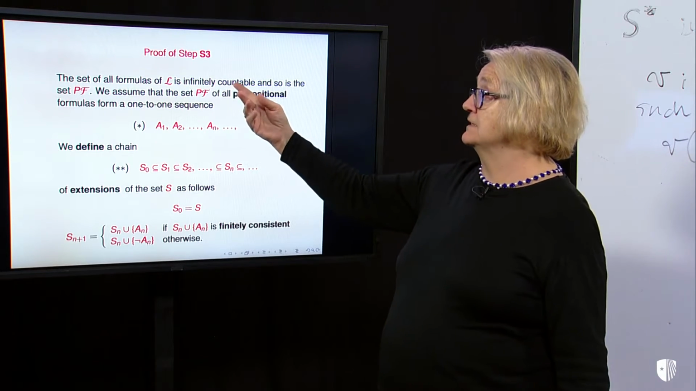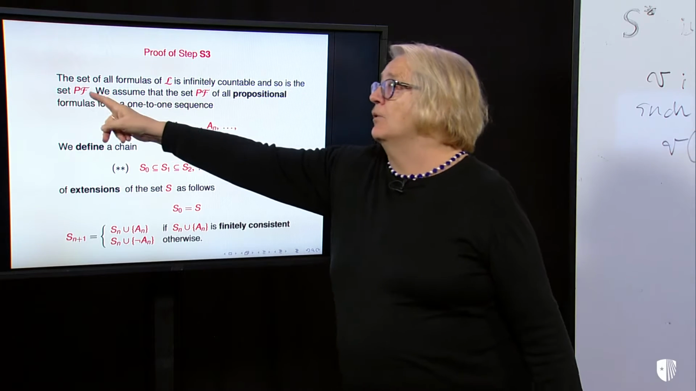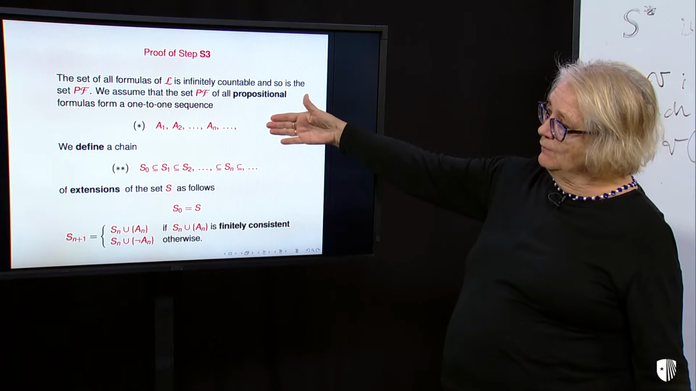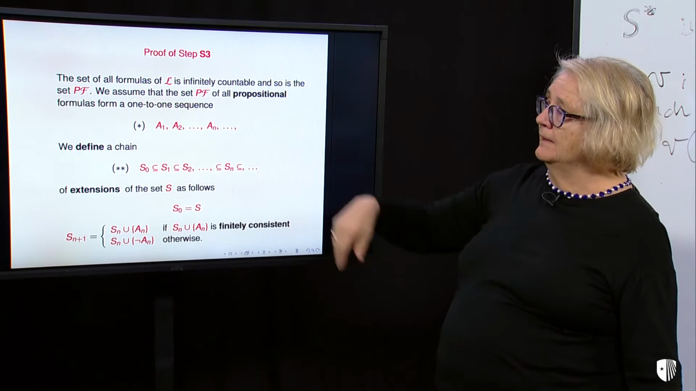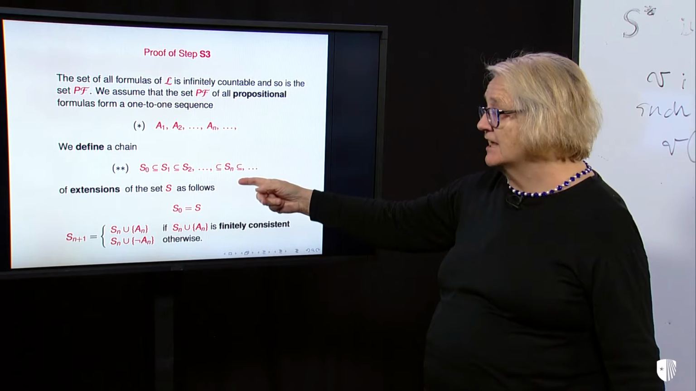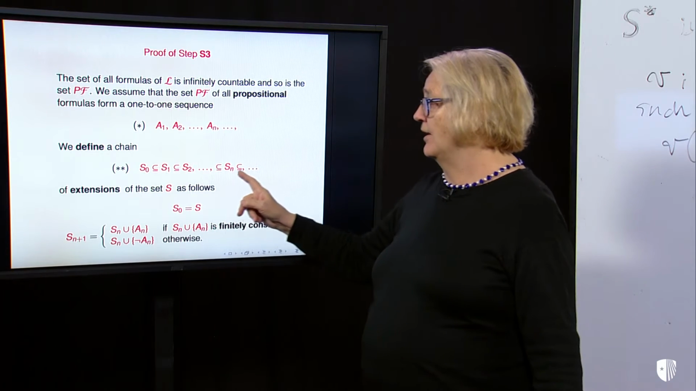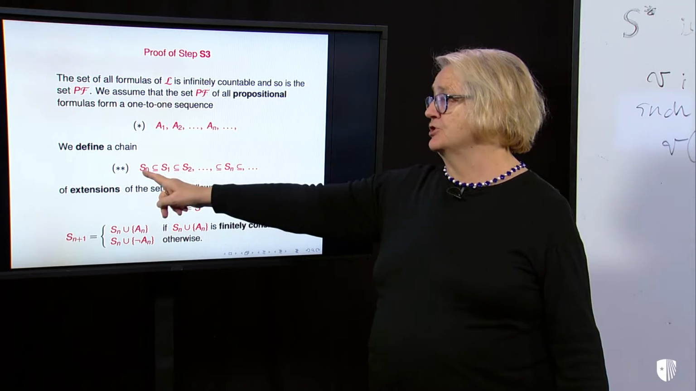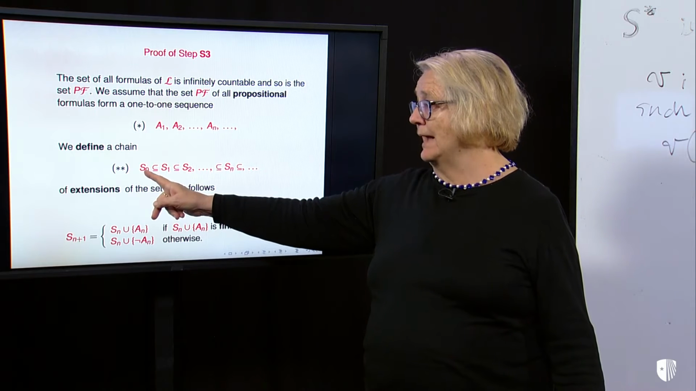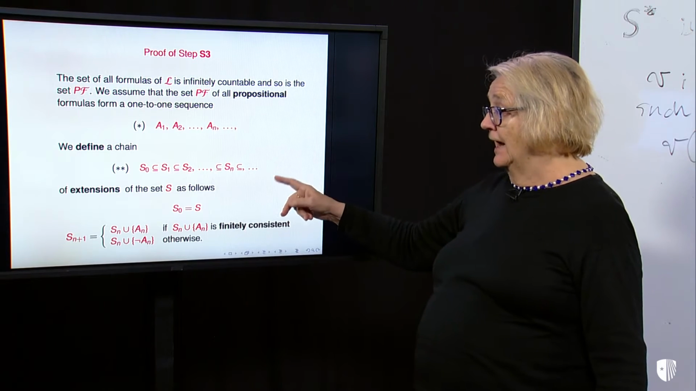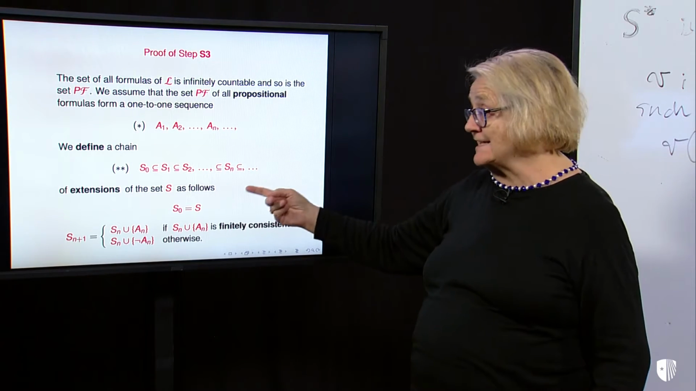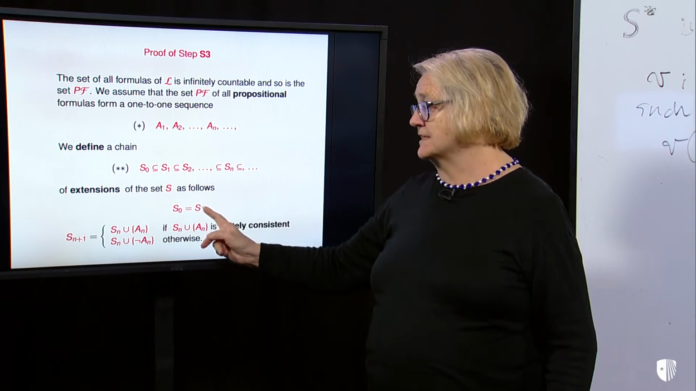The set of all formulas PF is infinitely countable. We put it in a one-to-one sequence. And for this sequence of the propositional formulas, we define a chain of sets S0, S1, and so on, where the first set is our S, and we extend this S to our S star. So we construct this chain of extensions where S0 is S.